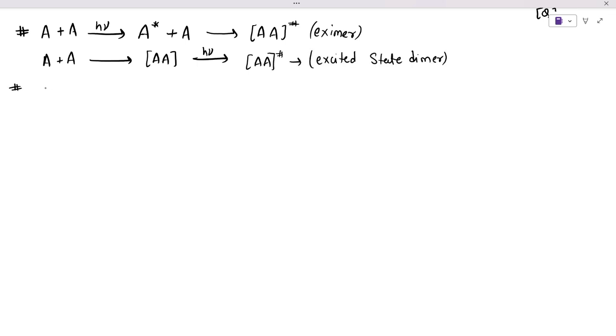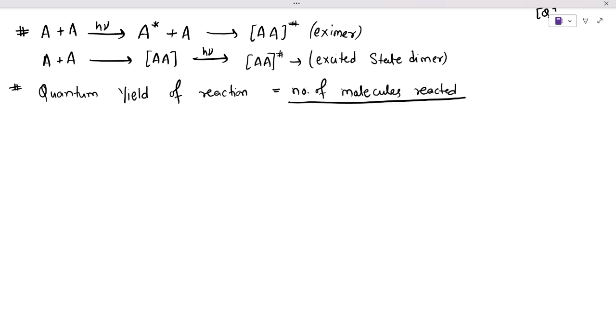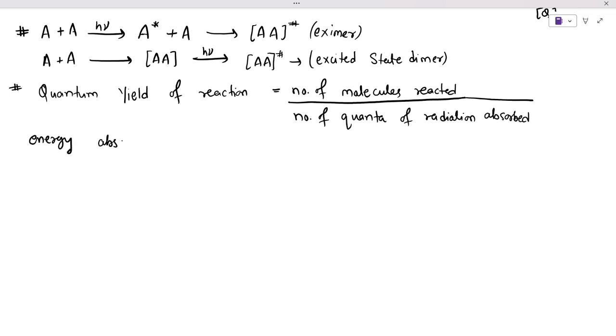Then we can calculate the quantum yield of a reaction, which equals the number of molecules reacted divided by the number of quanta of radiation absorbed. The energy absorbed per mole is 1 Einstein. We can also write 1 Einstein equals Avogadro number times h nu.